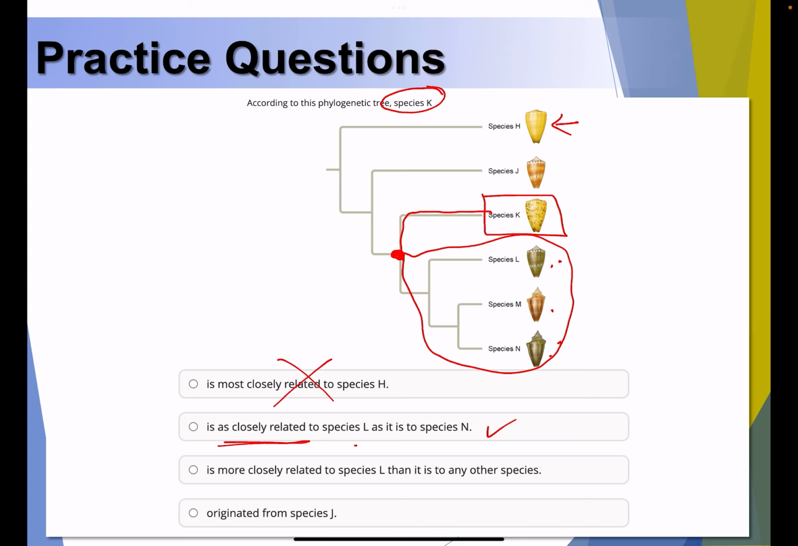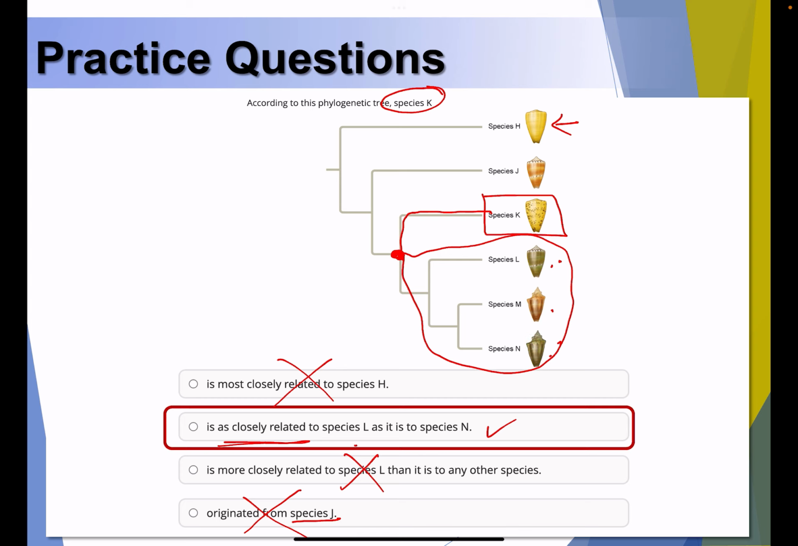Third statement is more closely related to species L than it is to any species. Incorrect. Remember, we just said K is equally related to L, M, and N. So that is not correct. And that K originated from species J. That is also incorrect. K does not originate from J. There's no evolved sequence here shown by the phylogenetic tree.